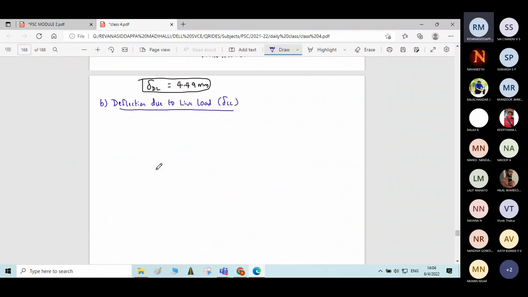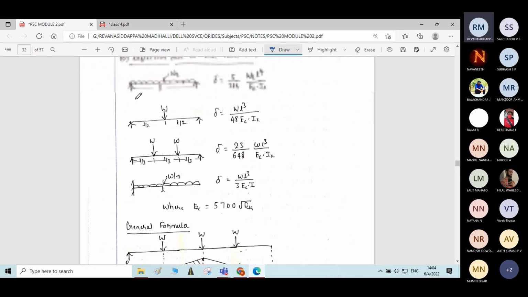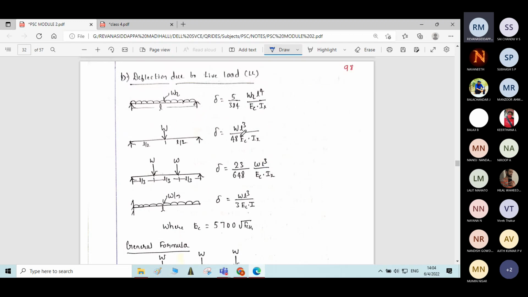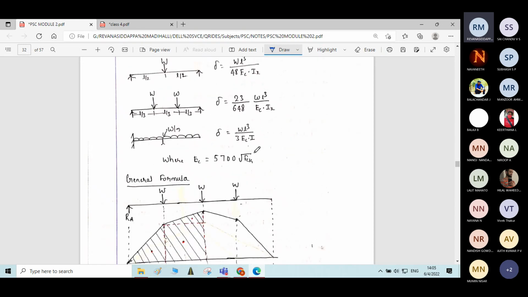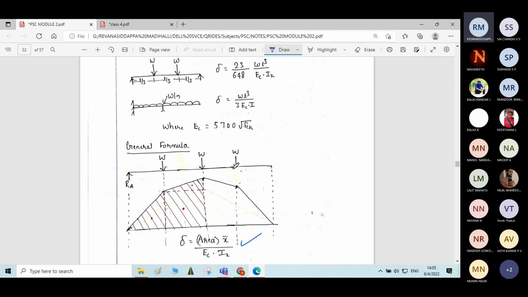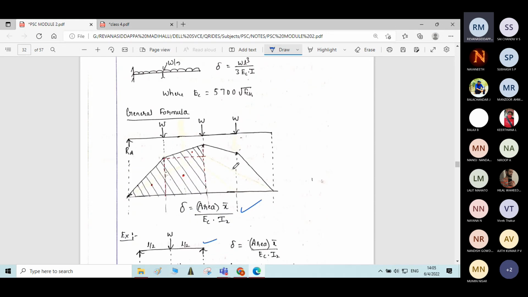If standard equations are available, like 5 by 384 WL to the power 4 by EI or WL cubed by 48 EI, you can utilize the equations to directly get the deflection value. If standard equations are not available, if a different loading condition like this 3-point loading is given, then you need to follow the generalized procedure. The general procedure is, initially, to find the bending moment diagram due to the live load. Using that bending moment diagram, using this generalized equation, delta is equal to area into x bar by EI, you need to find the deflection.